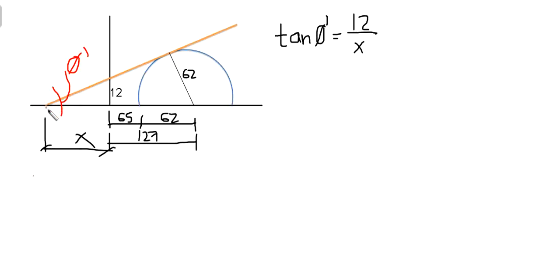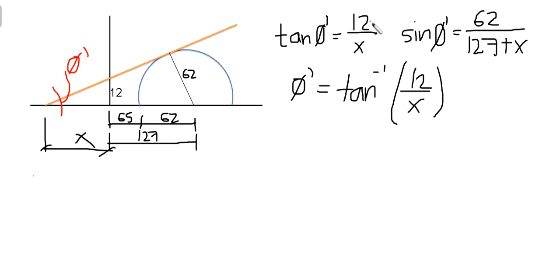So, looking at the triangle, makaka-create tayo ng equation. So, ito yung unang equation natin. So, tangent of our phi prime, that is equal to 12 over x. Yun yung unang equation natin. Yung pangalawang equation natin, itong triangle, that is sine of phi prime is equal to 62 over 127 plus x. So, two equation, two unknowns, we can solve for x and yung value ng ating internal drain friction angle.